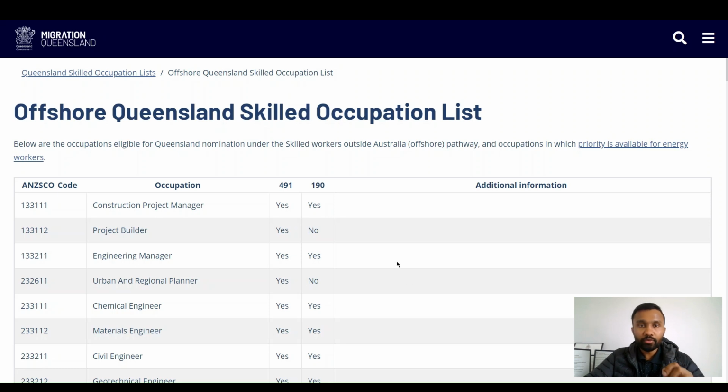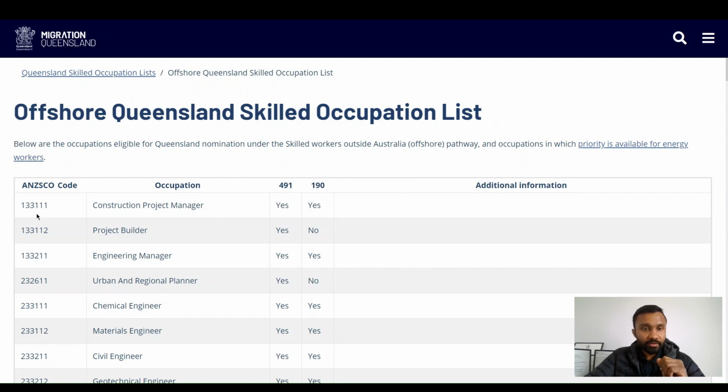This is the offshore Queensland skill occupation list. It's quite different to the one onshore. So this is for people who are applying for Queensland skill migration from outside Australia. Queensland always mentions that the priority is for the energy workers or the energy sector. There are a number of occupations which have been mentioned here. Let's quickly look at that.